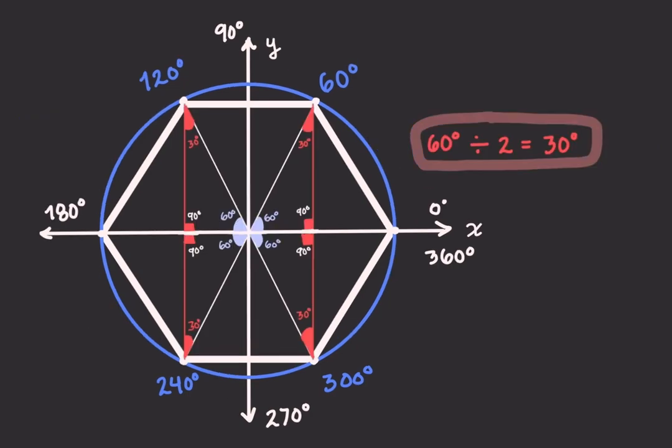We don't stop at 60 degrees though, because trigonometry relies on right triangles. Bisecting 60 degrees introduces a perpendicular. This creates a simple right triangle and gives us two 30-degree angles. This is how 30 degrees enters the unit circle.